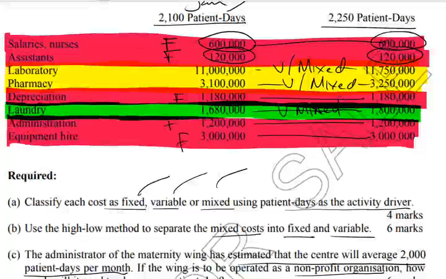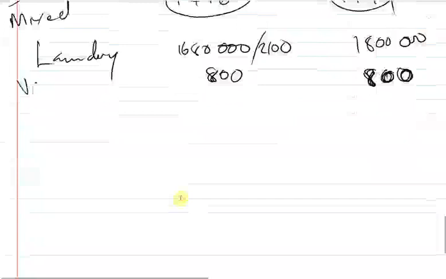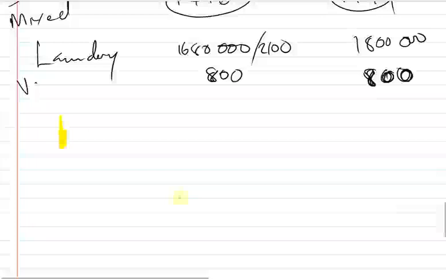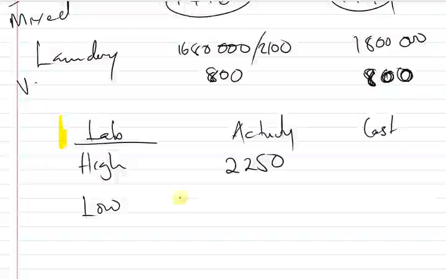They are telling us we should separate them between fixed and variable using high and low. So these two, laboratory and pharmacy, we need to separate them. So you remember, let's start with lab. So we have high, then low, right? We start with activity, then cost. So which is the highest activity? We know that is 2,250, as in, activities are the patient days, right? And the lowest is 2,100.